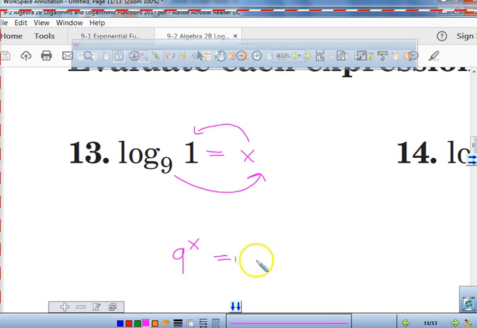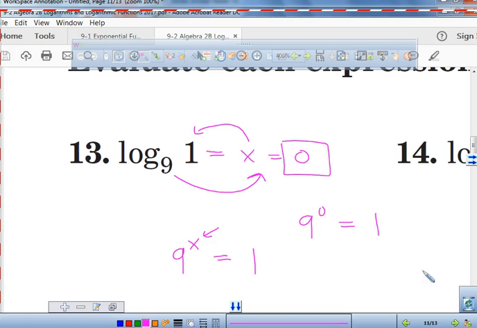9 to the power of x equals 1. I wonder what number would have to be plugged in here to make everything equal to a 1. By the way, it's a very holy answer. 0. That's right, 0. 9, everybody, to the power of 0 is equal to 1. Therefore, your answer right now, everybody, is 0, because 9 to the 0 is equal to 1.